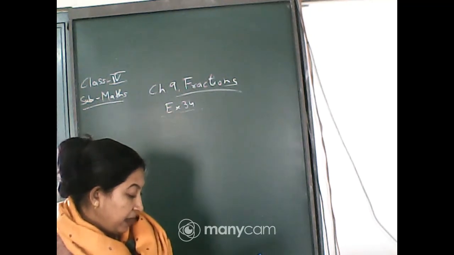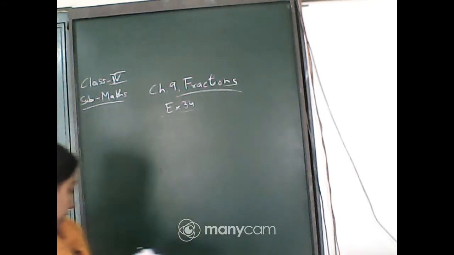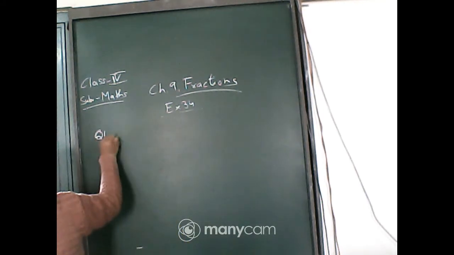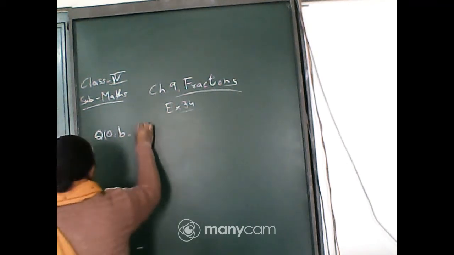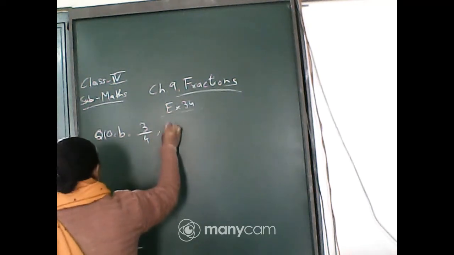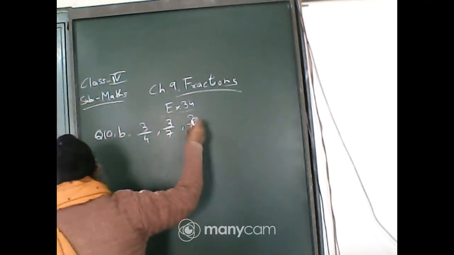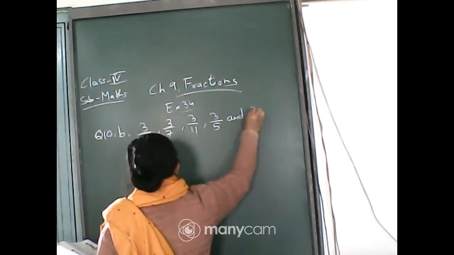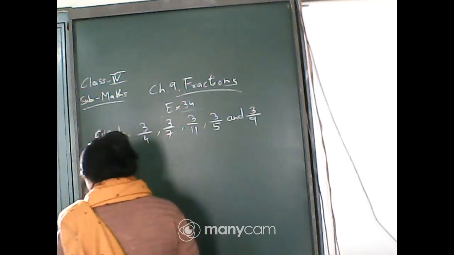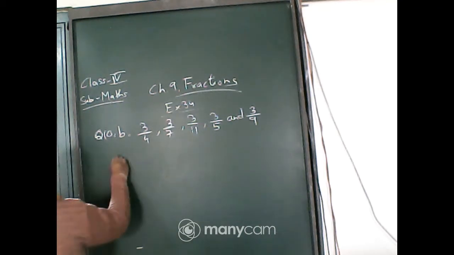Question number 10. Arrange the following fractions in ascending order. Suppose I am doing number B. Ascending order, as you know, is the increasing way, that means from smaller to bigger. So 3 by 4, 3 by 7, 3 by 11, 3 by 5 and 3 by 9. You have to arrange in the smaller form, that means in the increasing order.